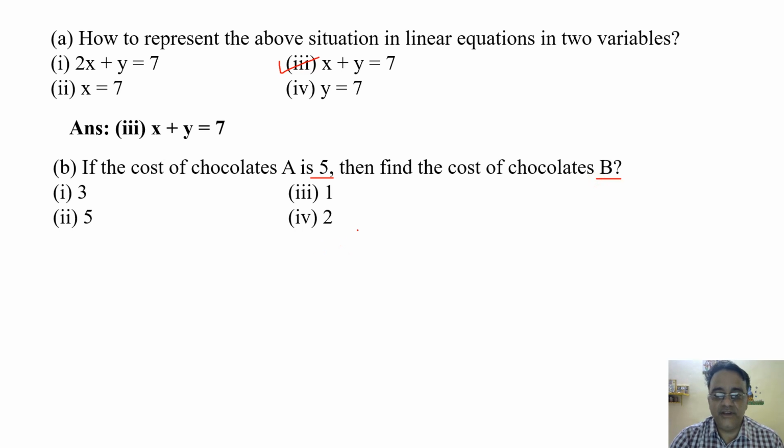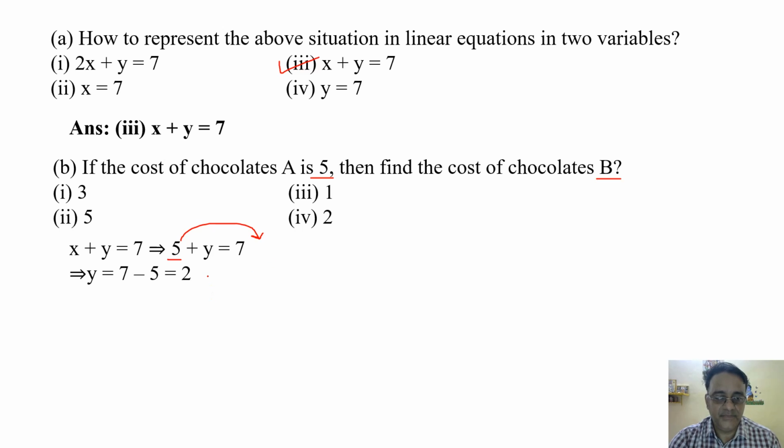Right? So x plus y is equals to 7 we got. So वहाँ पे x is equals to 5 substitute करेंगे, फिर इसको यहाँ shift करो. So y is equals to 7 minus 5, that is 2. Okay, and the correct option is the fourth one.